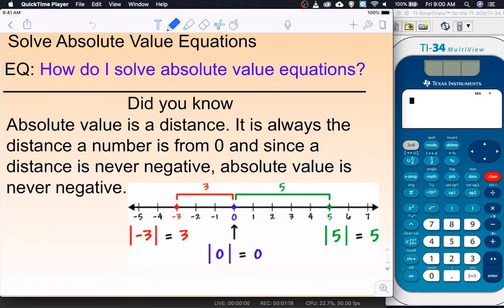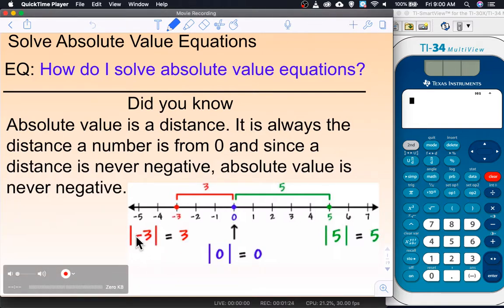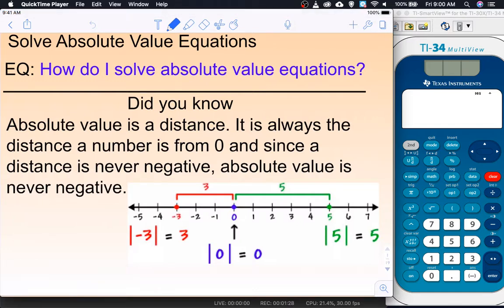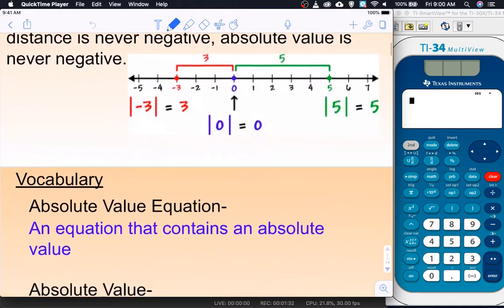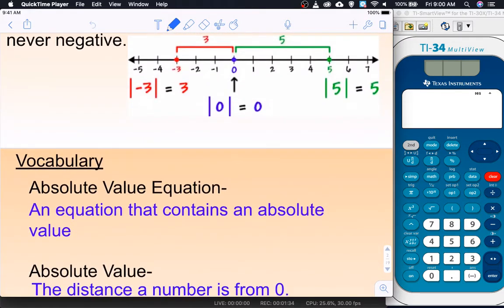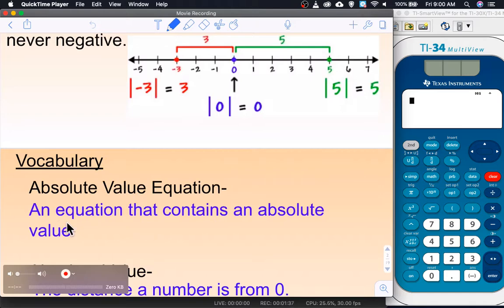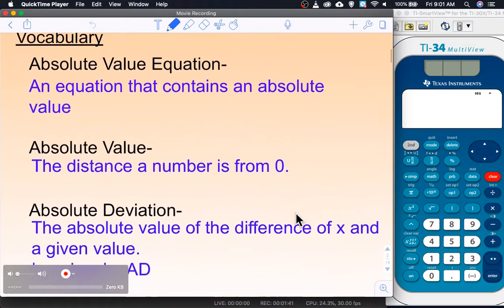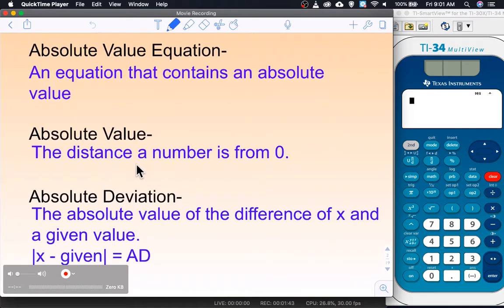Which is not what most students learn absolute value is. A lot of students just learn, whatever's on the inside of these little up and down bars, it makes it a positive number, which is for the most part true, but there's a little bit more to it than just make the number positive. So an absolute value equation is just an equation that contains an absolute value. An absolute value is the distance a number is from 0.